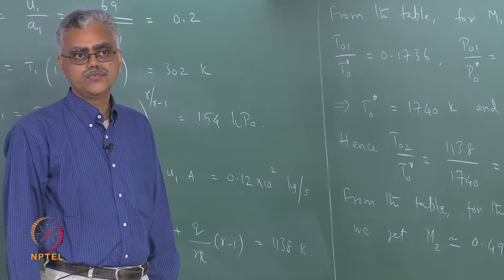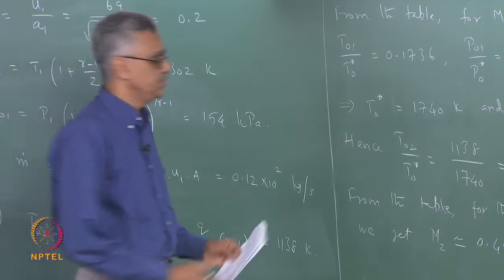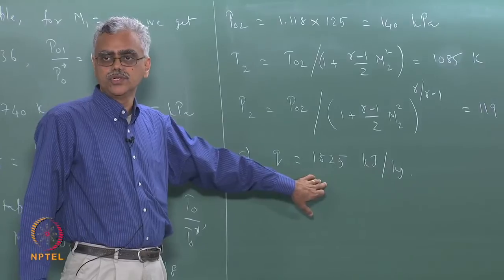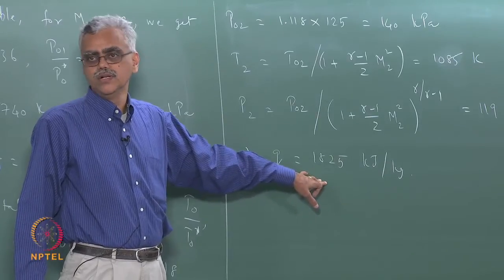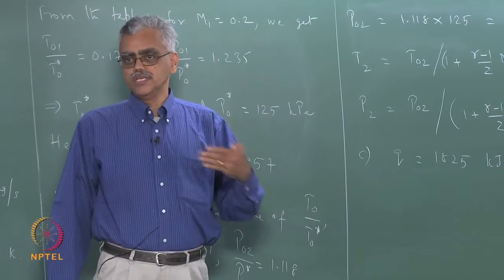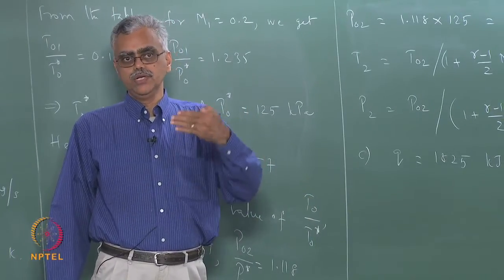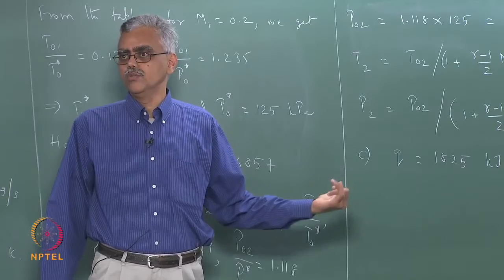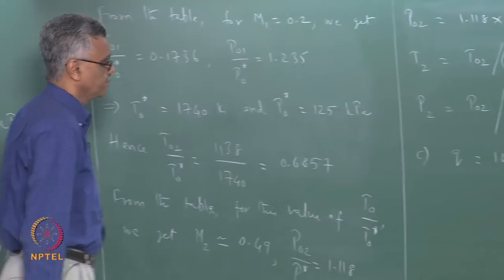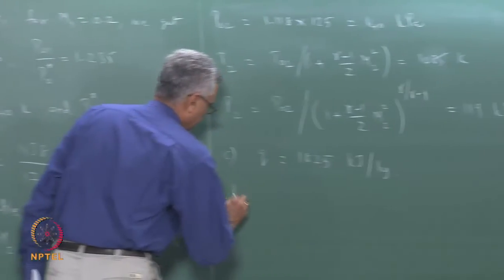Okay? So we need to first determine what Q star is. We need to see whether this is less than Q star or not. If it is less than Q star, then the inlet conditions will not change. There is no problem. If this is more than Q star, then there will be a change in the inlet conditions, usually a reduction in mass flow rate to accommodate this heat release. Okay? So first we need to calculate Q star.